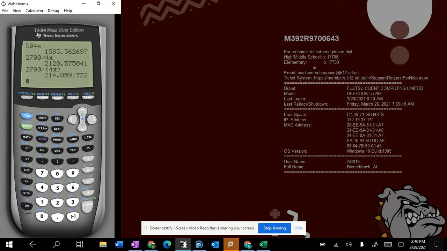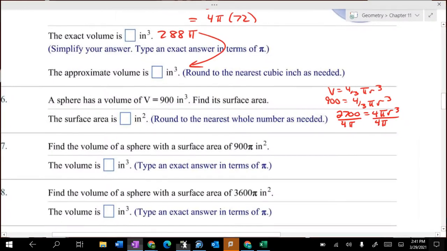Yeah, the calculator does order of operations. Order of operations is this. You multiply and divide from left to right. So it took 2700 divided by 4, which is 675. And then it multiplied it by pi, so 675 times pi is 2120. So if you divide by 4 pi without using parentheses, you're really dividing by 4 and then multiplying by pi. That's not what we wanted to do here. We wanted to divide by 4 pi. So it's 2700 divided by 4 pi, which is 214.59, and so on. All right, let me get back to my paper.